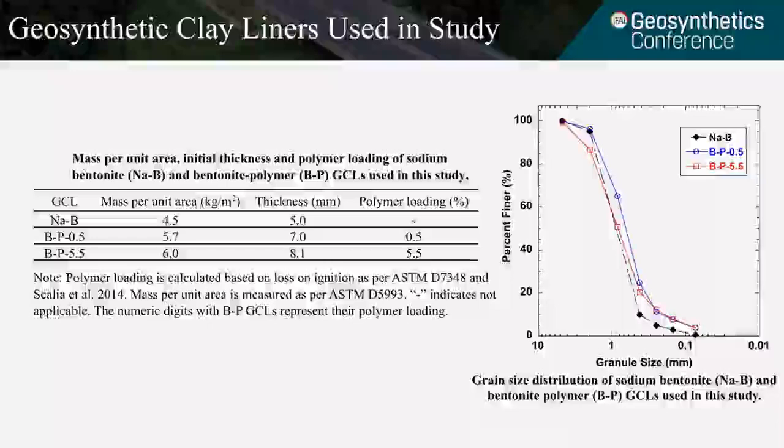Three GCLs have been used in this study, including one sodium bentonite GCL and two BP-GCLs. The two BP-GCLs have 0.5% polymer loading and 5.5% polymer loading, so they are named BP 0.5 and BP 5.5. The red figure shows the grain size distribution of the bentonite or bentonite polymer composite from the three GCLs. As you can see, the grain size distributions are very close to each other, indicating the particle sizes in the three GCLs are very similar.